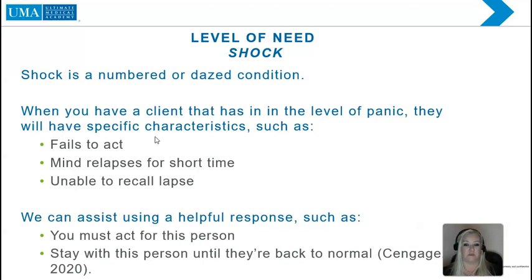We want to stay with this person until they are back to normal or to a normal state. So we don't want to just leave them, and that's something we have to remember with a lot of situations that come with healthcare. We can't leave a patient that is in need, specifically a level of need like we're looking at right now with shock.